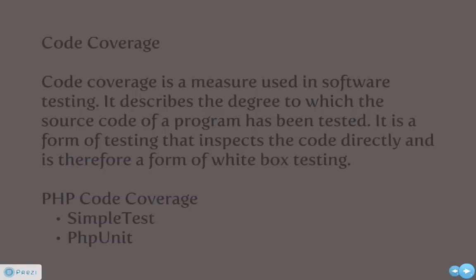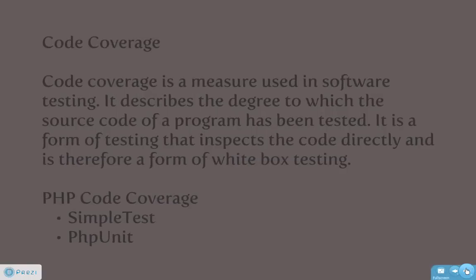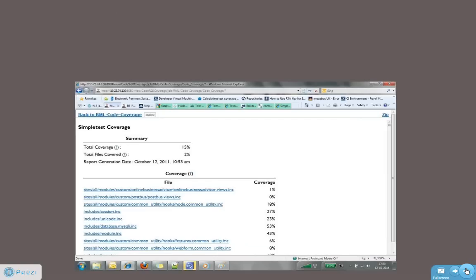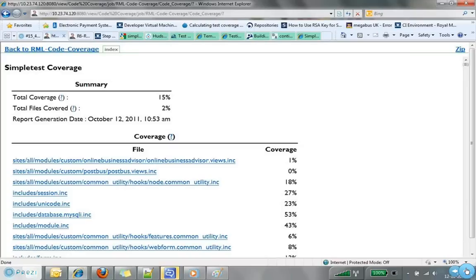Now PHPUnit can be checked in other available tools, other than Jenkins. So let me go into the report which shows you how it looks. So this is a SimpleTest coverage report. It will show you the complete percentage of coverage which has been done, and this is the report for an individual file.